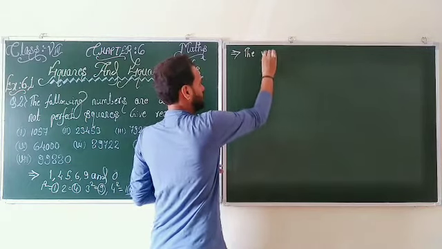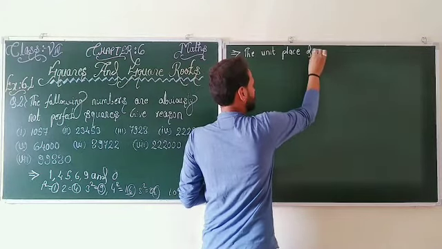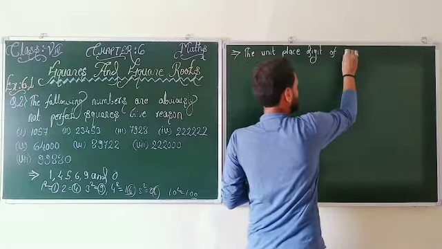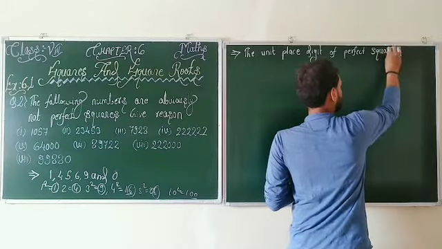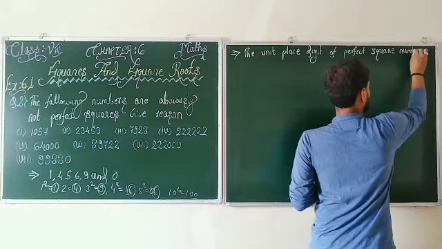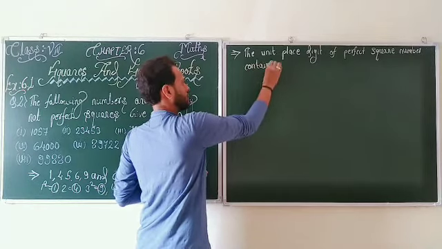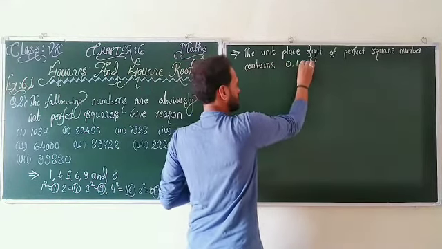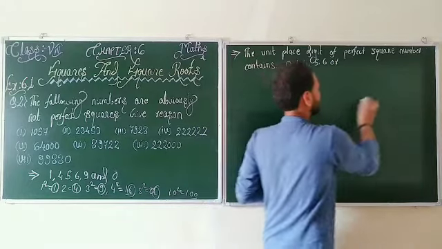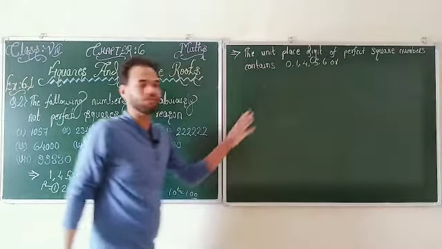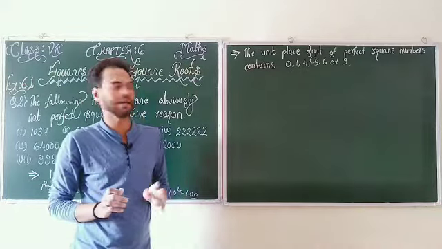The unit place digit of a perfect square number contains 0, 1, 4, 5, 6 and 9. What will come? 0, 1, 4, 5, 6 and 9. These are the digits that will be at the unit place of any perfect square.